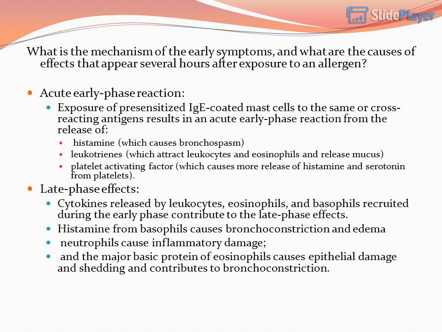Exposure of pre-sensitized IgE-coated mast cells to the same or cross-reacting antigens results in an acute early phase reaction from the release of histamine, which causes bronchospasm. Leukotrienes attract leukocytes and eosinophils and release mucus. Platelet activating factor causes more release of histamine and serotonin from platelets.